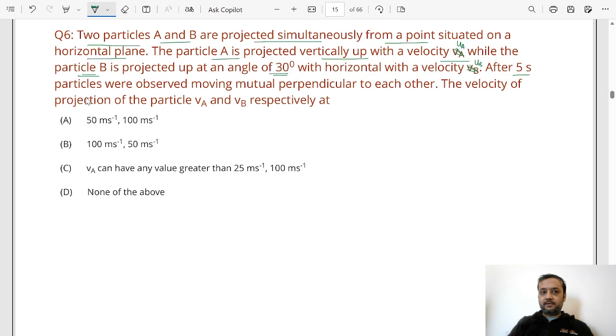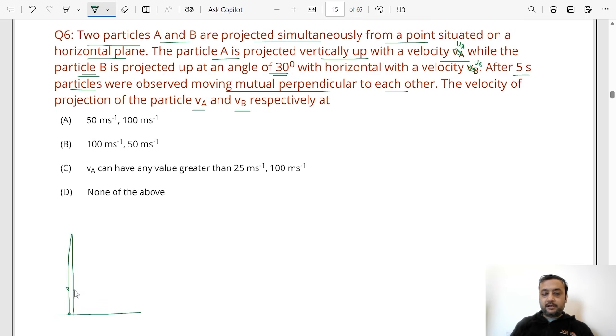After 5 seconds, the particles were observed moving mutually perpendicular to each other. Find the velocity of projection of particles VA and VB respectively. Now look, what is happening here is that suppose this is the ground. And here there is a particle A which has been projected vertically up. So this particle will go vertically up, and it will fall back.